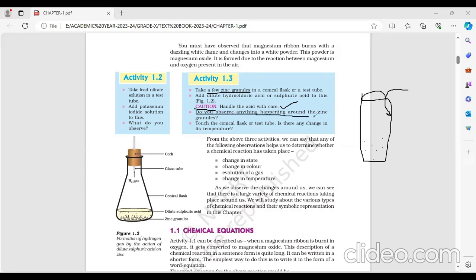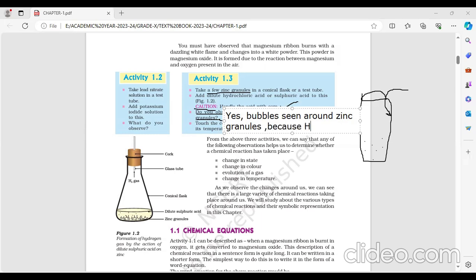Now, do you observe anything happening around the zinc granules? This video also I'll upload. So what is he asking? Do you observe anything happening around the zinc granules? Yes. What happens around the zinc granules? We observe the bubbles. So you may write down the answer for this one in your textbook. Yes, I'm writing: bubbles seen around zinc granules.